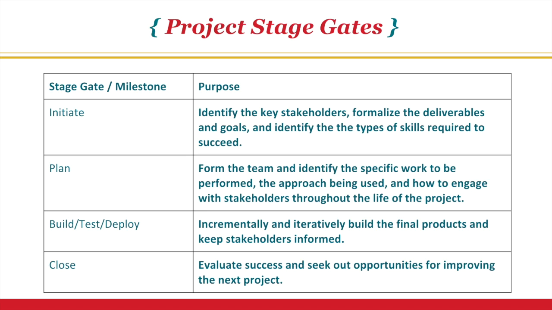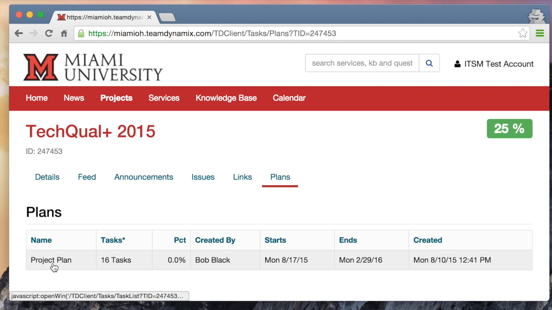Doing so ensures that the team is in the best position to meet the expectations of that project sponsor, given the scope, timeline, and resources assigned to the project. The stages are indicated by the project milestones contained within the project plan. Let's look at that now. I click the plan name to open the plan details.